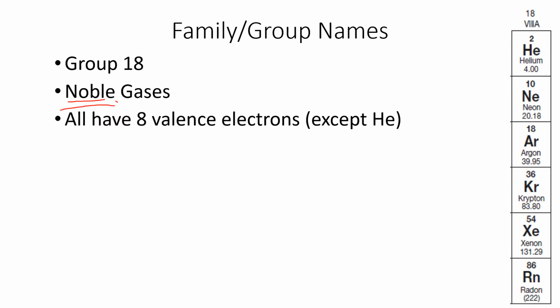All of them have a full outer energy level, with most of them having 8 valence electrons. Helium is the exception because it doesn't even have 8 electrons. It has 2, but if we remember back to Bohr's model, his first energy level could only hold 2 electrons. Therefore, helium does have a full energy level with just its 2 electrons.